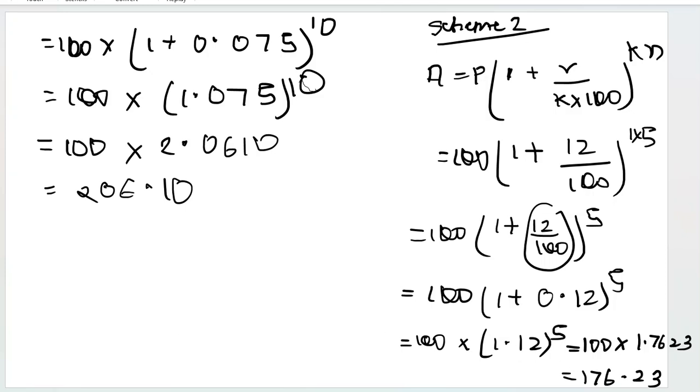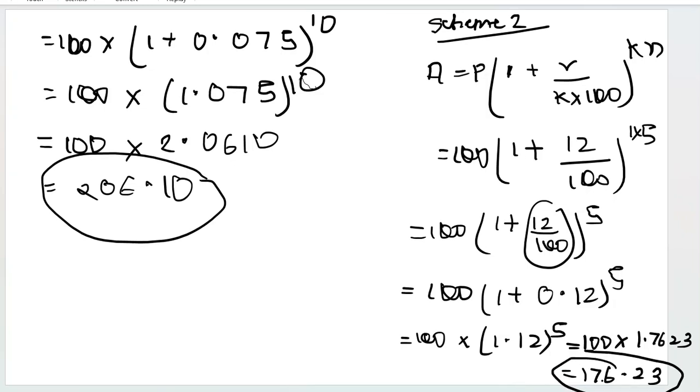Now clearly we can see that the first scheme gives amount 206. If we put 100 rupees, we get 206. Whereas the second scheme gives the answer 176.23. That means if we put principal as 100, we get the amount as 176.23. Clearly we can say that scheme 1 is more beneficial.